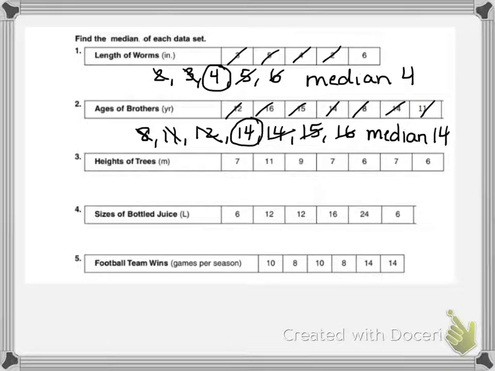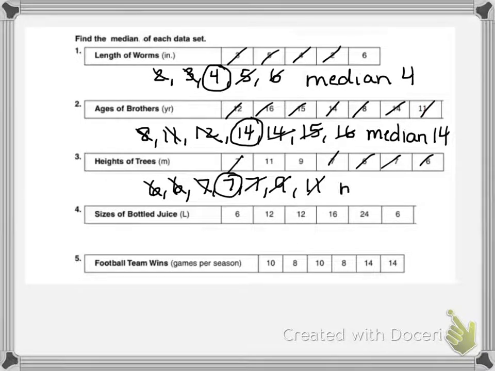Next, for the height of trees here, again, we want to list them from least to greatest. It's always the first step. So we have 2 6s that we're going to list. Then we have 3 7s. And then a 9 and an 11. All right, so again, cross out one from the left and right as we move towards the center. And I notice here we have 7 left in the middle.